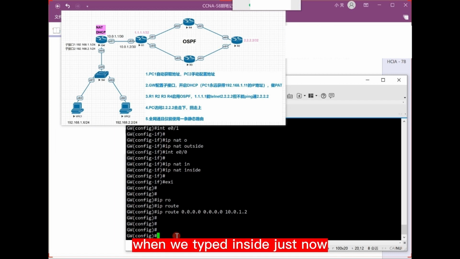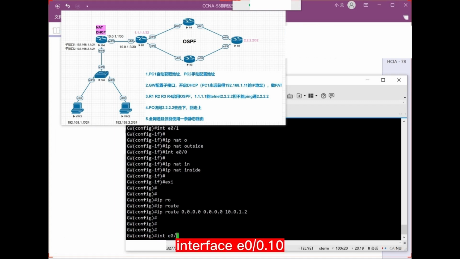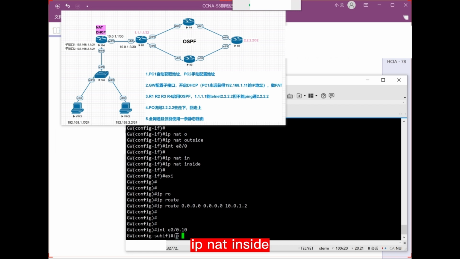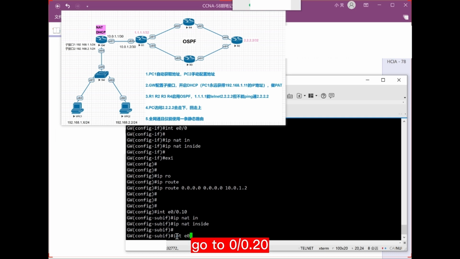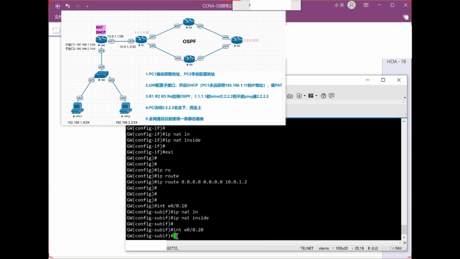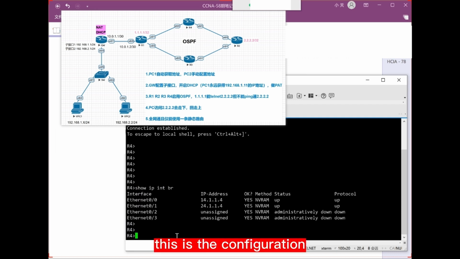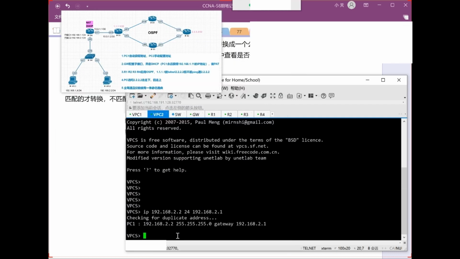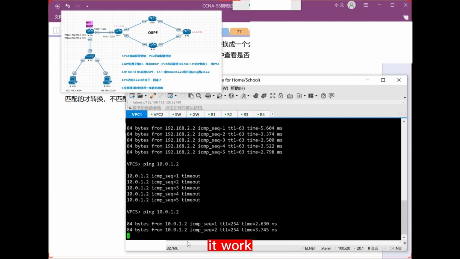When we typed inside just now, it was entered under the 00 interface. But you don't need to cancel this command. You can go directly to the internal network interface. Interface E00.10, IP NAT inside. Go to 00.20, IP NAT inside. This is the configuration. After configuration, we go back to PC1 and ping again. It works.